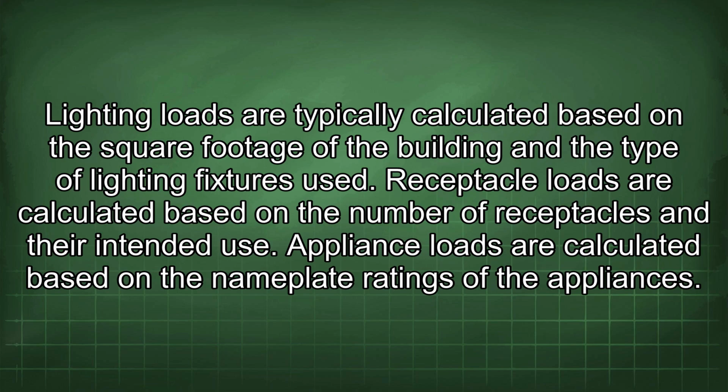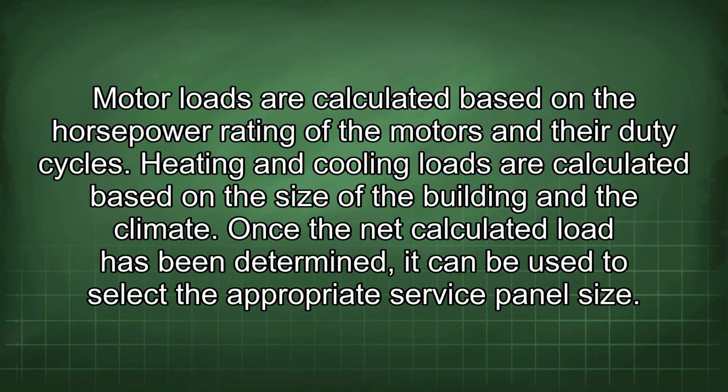Appliance loads are calculated based on the nameplate ratings of the appliances. Motor loads are calculated based on the horsepower rating of the motors and their duty cycles. Heating and cooling loads are calculated based on the size of the building and the climate. Once the net calculated load has been determined, it can be used to select the appropriate service panel size.